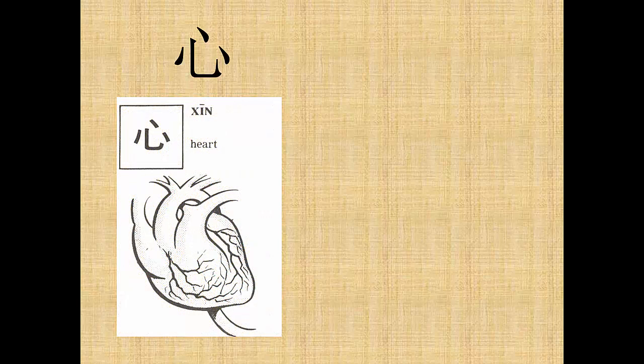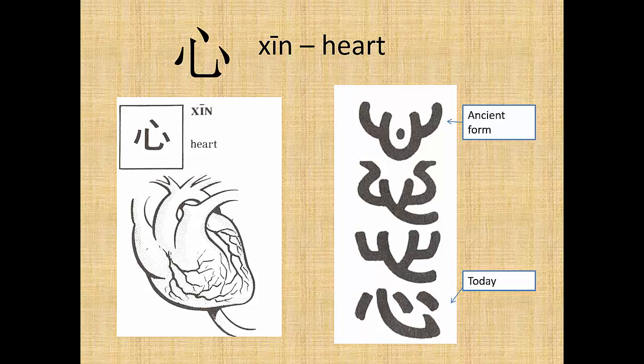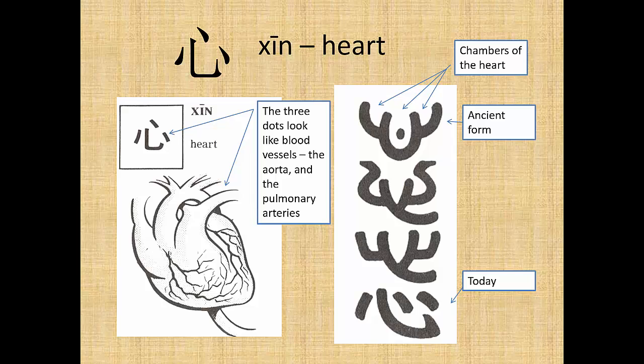The next radical is the heart radical, xin. Originally, it showed the 3 chambers of the heart. In today's form, it has 3 lines above a large form. Those could represent the major blood vessels above the heart, the aorta and the pulmonary arteries. Or you can remember it as a messed up smiley face. Here is the stroke order.